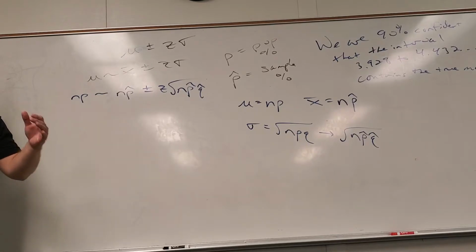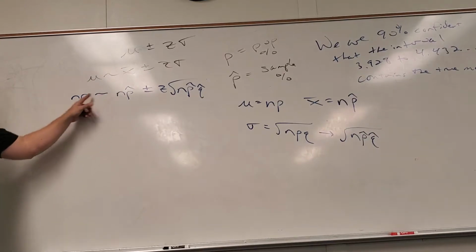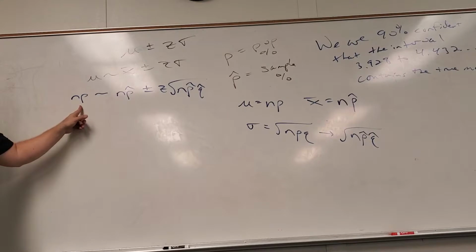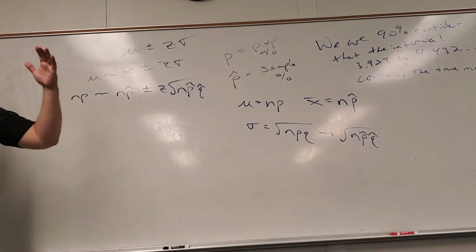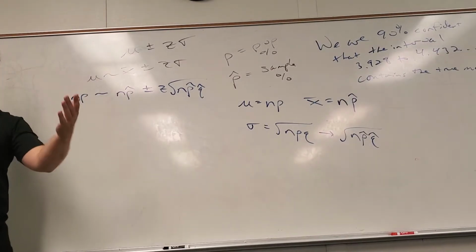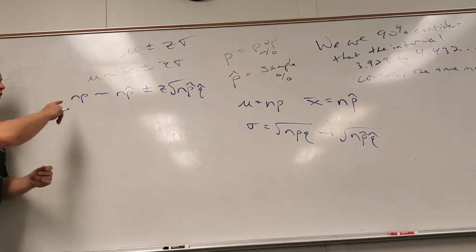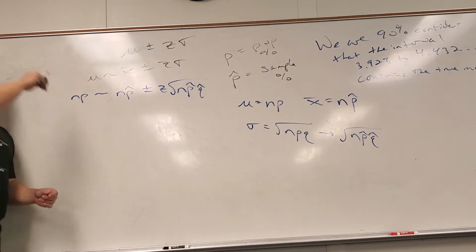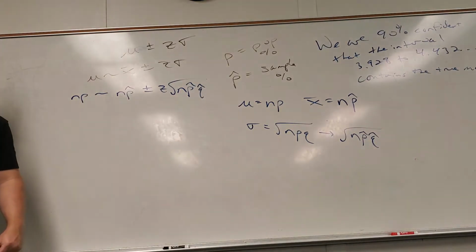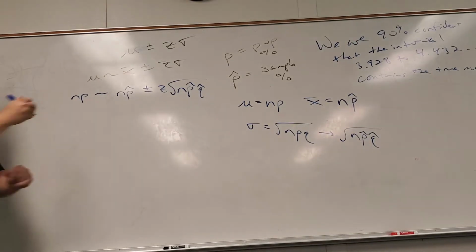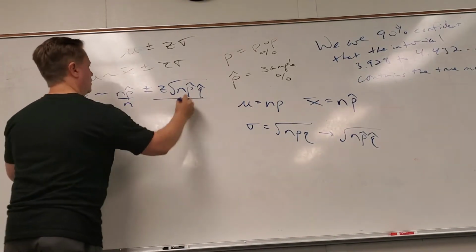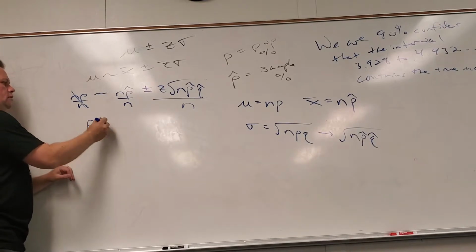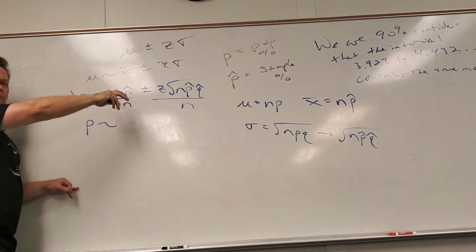Now when I create a confidence interval for percentages, I want to estimate the real percentage. Right now I'm estimating NP. What do I want to get rid of? I want to get a feel for what the real percentage of people that like lima beans is. What's there that shouldn't be there? Right now I'm estimating N times P. I want to estimate percentage, so I want to get rid of N. So let's get rid of N. So P is approximated by this interval.